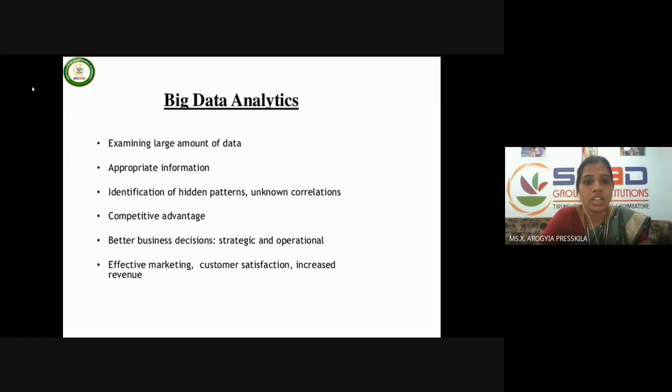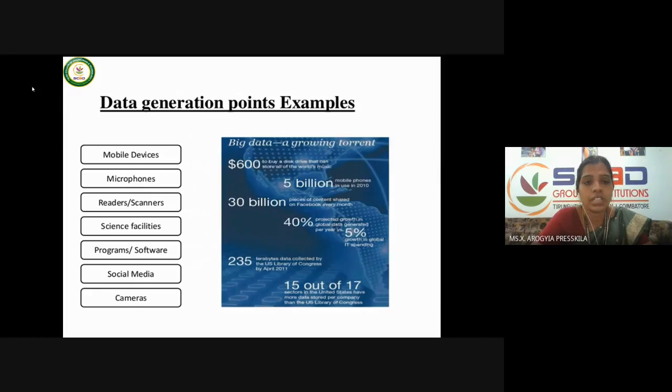So where is the data generated? For example, from mobile devices, microphones, readers, scanners, science facilities, program software, social media, and cameras. So these are the data generation points, generating data on a daily basis.